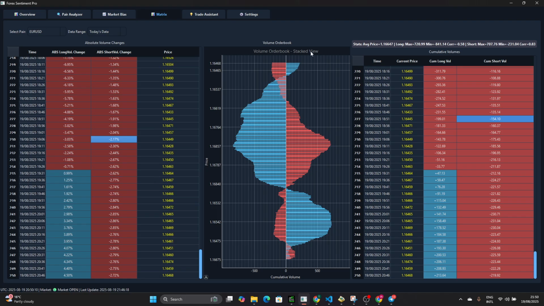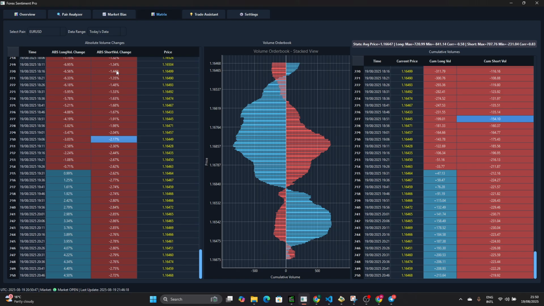In the middle you have the beautiful volume order book chart, which gives you a very clear understanding of the pair. You could literally just use this for trading, and you don't need anything else, but that's not what you're doing. You have to combine everything together and then decide whether you go short or long in the market.